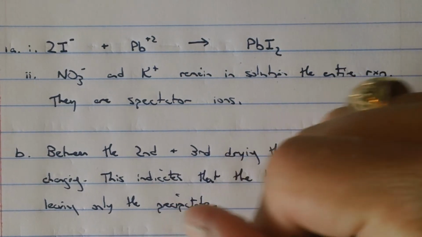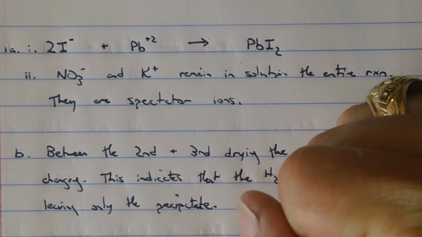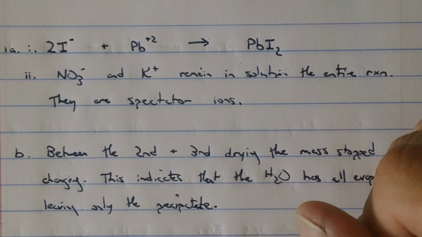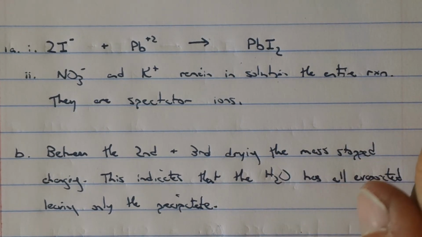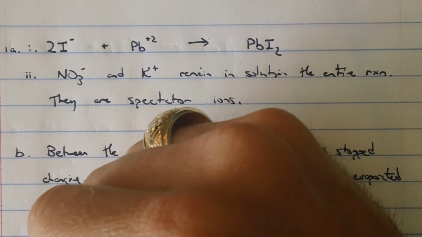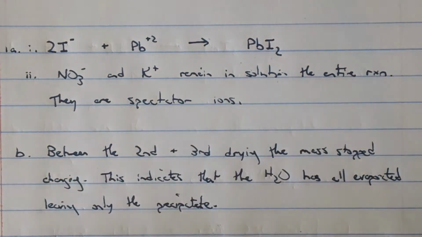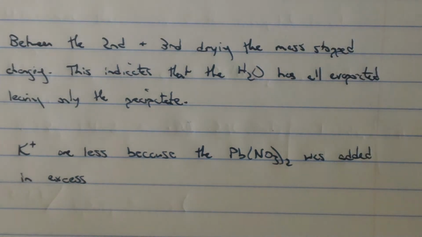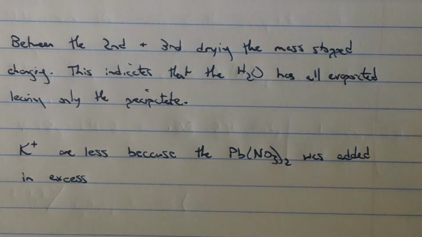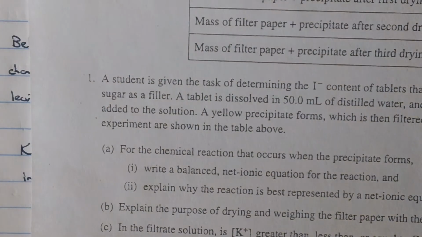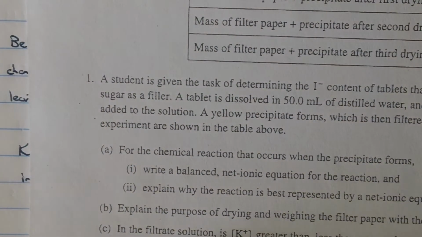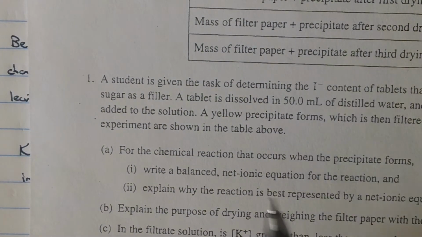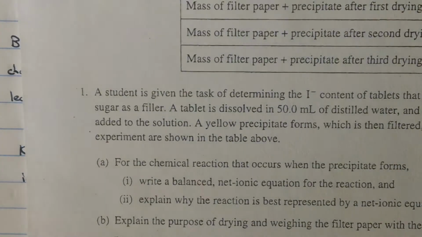Because the lead nitrate was added in excess. That should be our answer. Ooh, there it is. Potassium ions are less because the lead nitrate was added in excess. Good. It says a filtrate solution. It is what you think it is, right? And so it's the solution that we filtered through up here. That solution that came through the filter paper had just the spectator ions left in it.